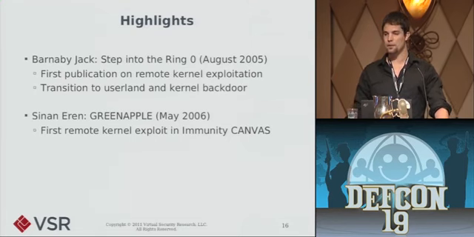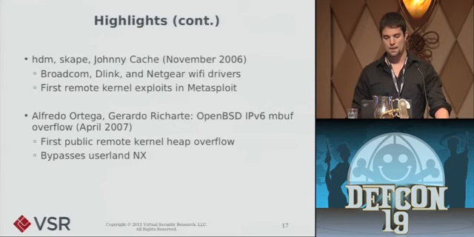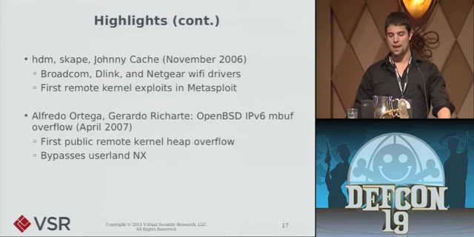Next, in 2006, Sinan Eren from Immunity announced that they had Greenapple, which was a remote kernel exploit for Windows. And that's sort of the first commercially available remote kernel exploit that I'm aware of. Also in 2006, H.D. Moore, Matt Miller, and Johnny Cache published three remote kernel exploits that were all added to Metasploit, in various Wi-Fi drivers.